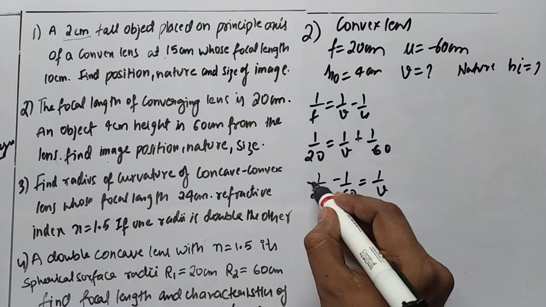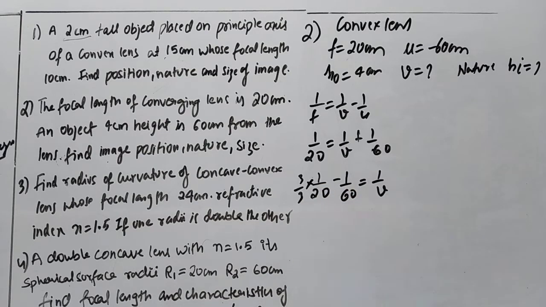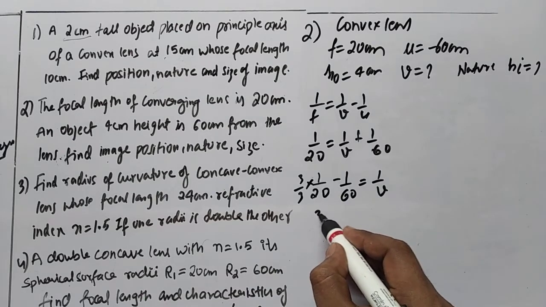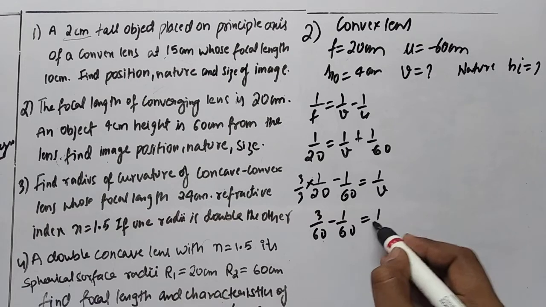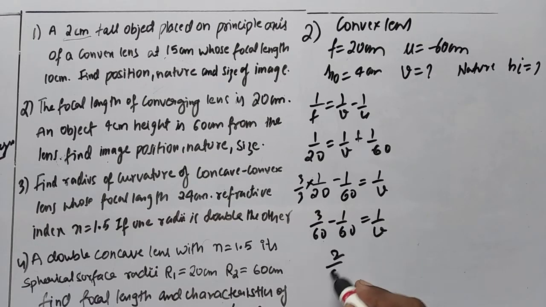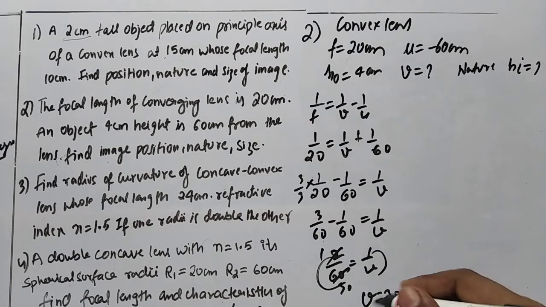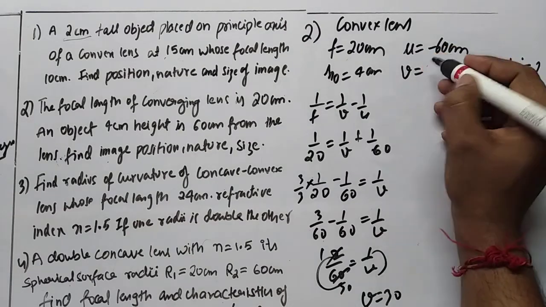So we can make the denominator the same by multiplying and dividing by 3 the 1 by 20. So now we'll get 3 by 60 minus 1 by 60 is equal to 1 by v. So this is 2 by 60 is 1 by v. We can cancel: 2 1s are 2, 30s are 60. So if I take the reciprocal, we'll get v value as 30. Okay, it is similar to the previous one, right? So here we got v value is 30 centimeter.